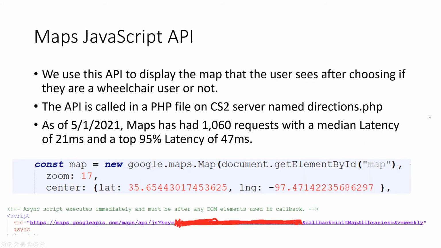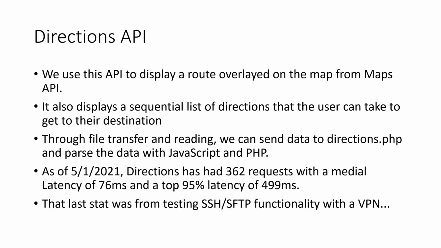Next, as of 5/1/2021, Maps has had 1,060 requests with a median latency of 21 milliseconds and a top 95% latency of 47 milliseconds. Next, we have Directions API. Now, we use this API to show the route on screen that the user, where the user selects the buildings from. Then it also displays a sequential set of directions that the user can use to get to their destination.